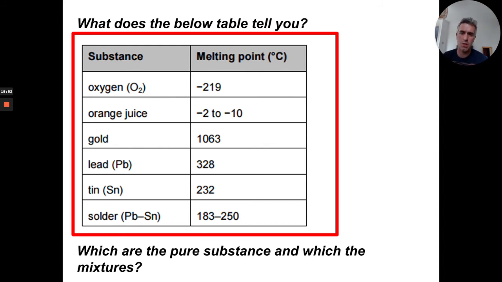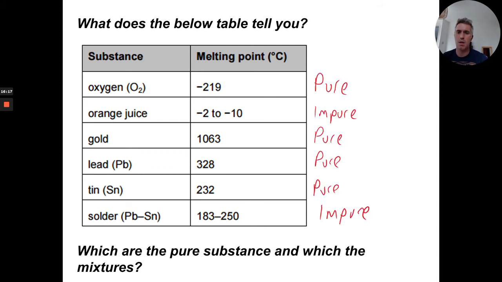1. Oxygen melts at -219. Is it pure? OJ melts at -2 to -10. Is it pure? Gold, 1063. Pure? Lead. Pure? Tin. Pure? Solder, not soldier. Solder. Is it pure? Let's check your answers.